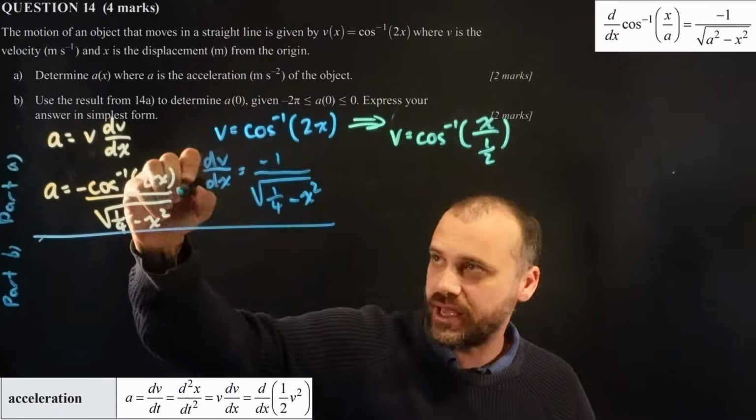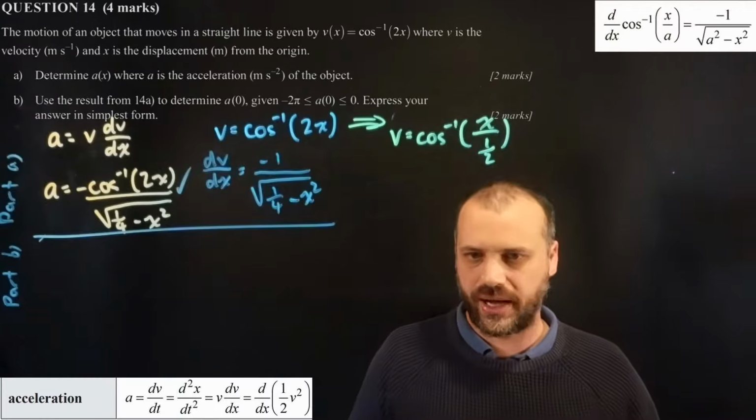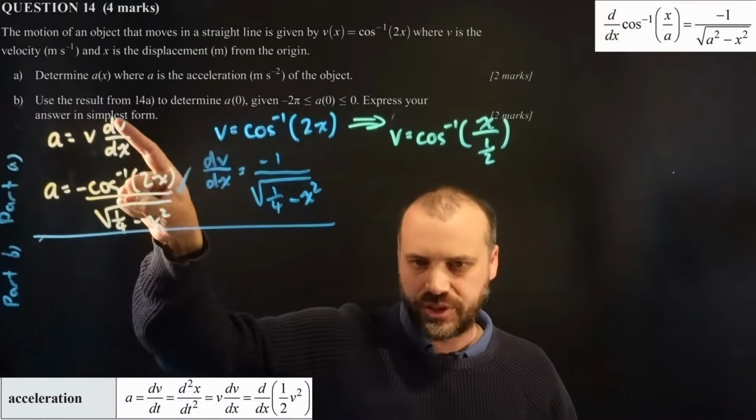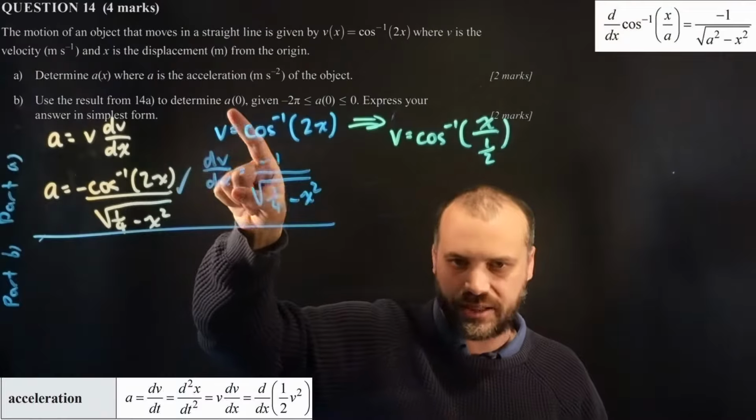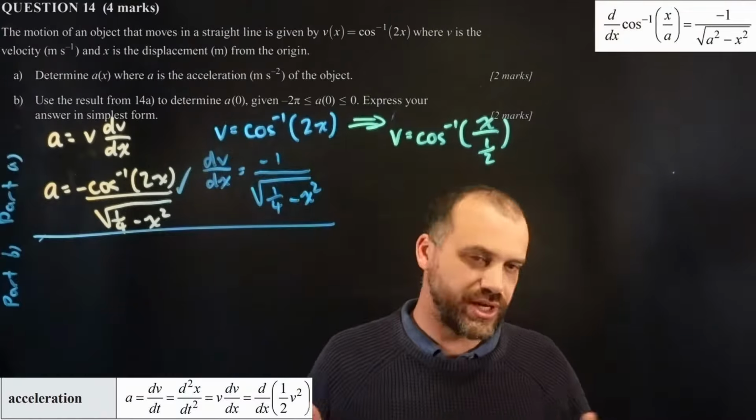So that was part A. I can tick that, I can celebrate that, and we're going to jump into part B, which says use the result from 14a to determine a0 given all of this stuff here. Express your answer in simplest form.